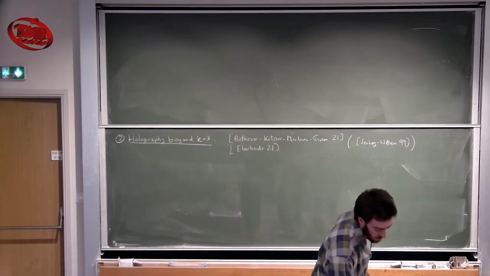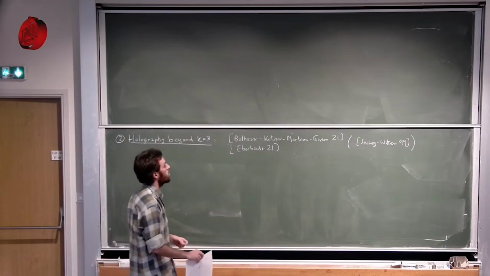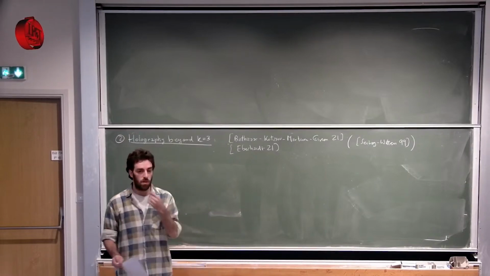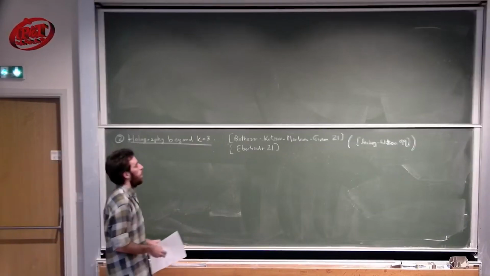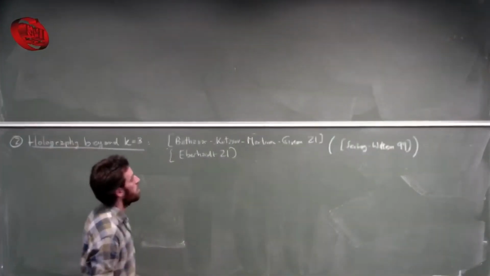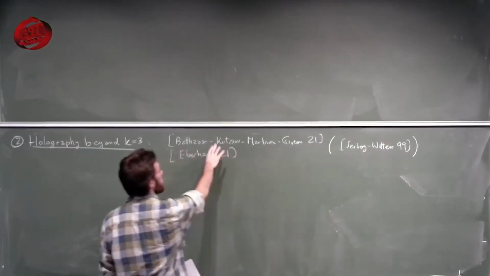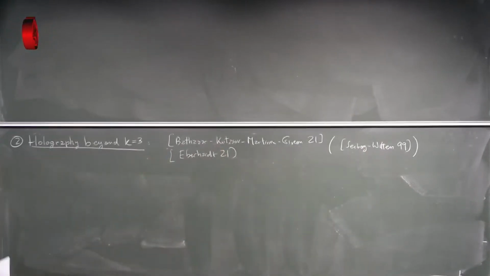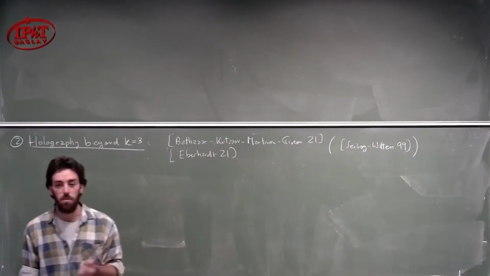Okay, so I want to do a bit of the literature theory thing. It's not that short, so I won't be very brief about the dual theory beyond K equals 3. Everything I'm going to say is mainly based on the original comments in this paper, and then these two very recent papers. But everything is still a bit under debate.